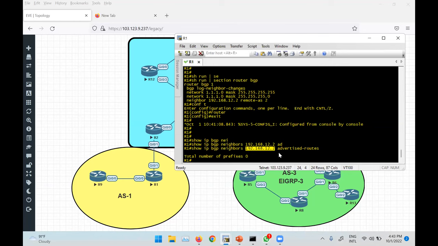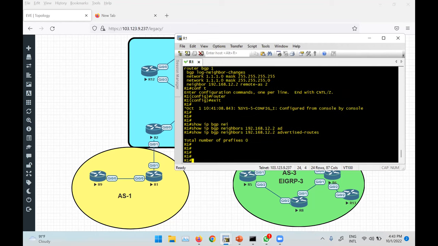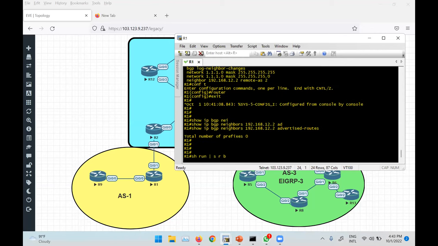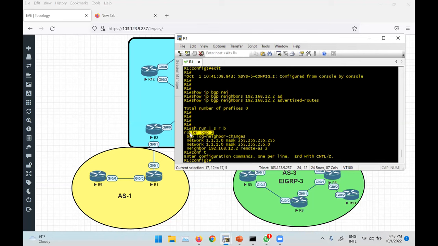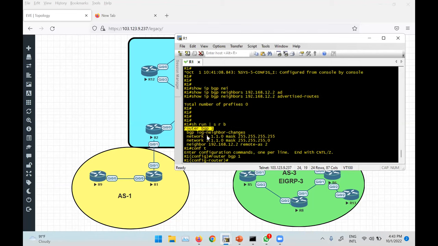So this is the command for checking whether you are sending the prefixes to your neighbors or not. If you want to remove the network statement, go under router BGP.